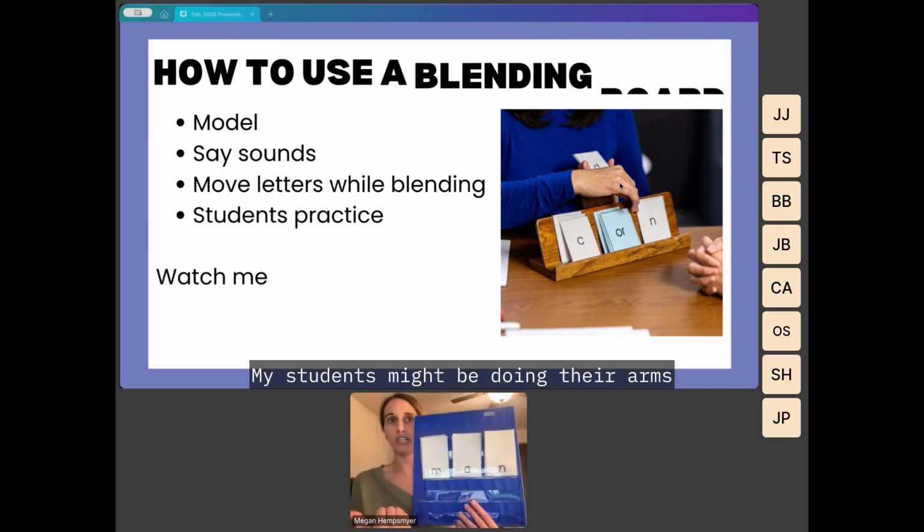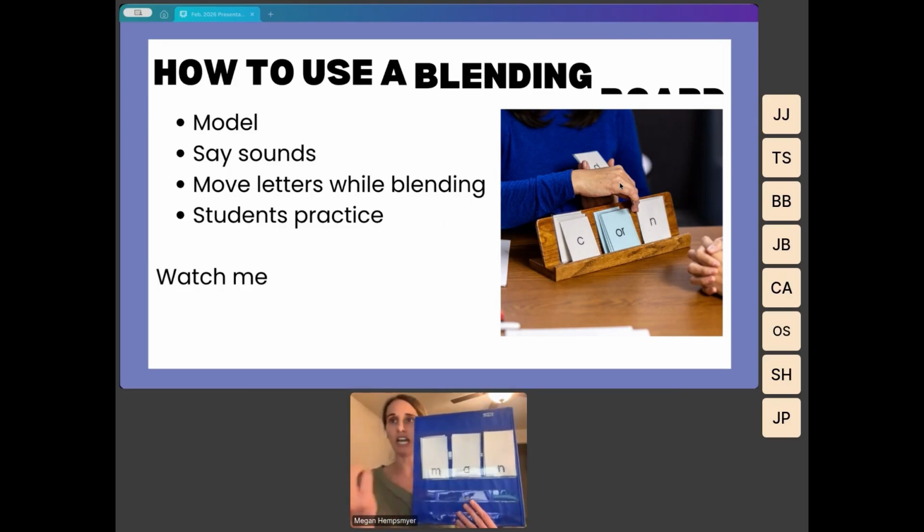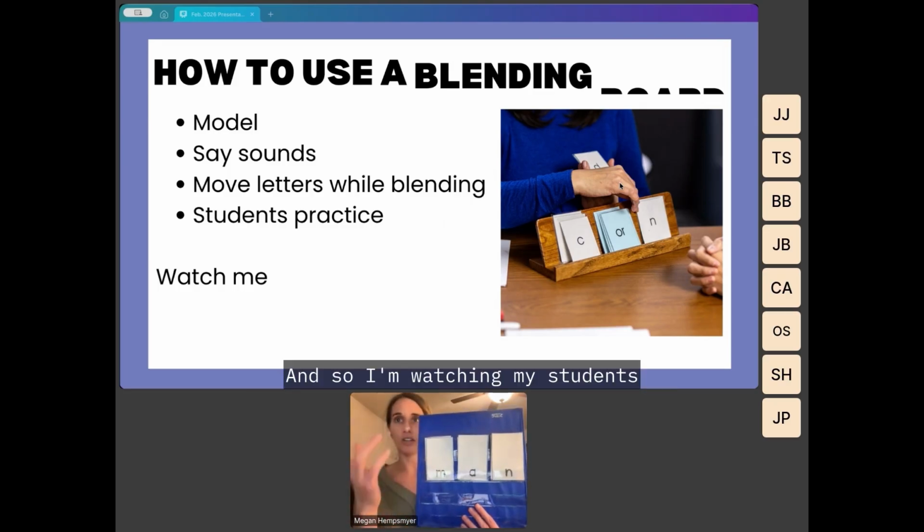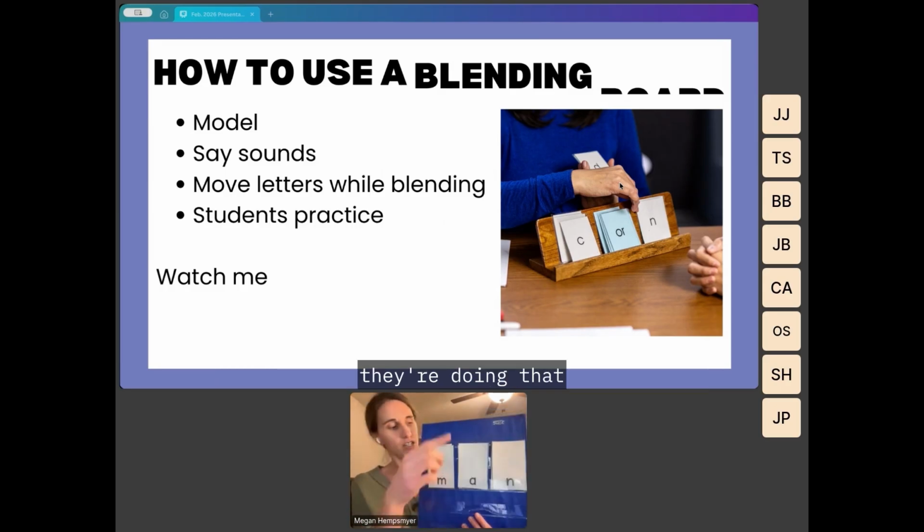My students might be doing their arms. Okay, so I did it. Now it's your turn. And so I'm watching my students. They may be using their arms, or if they have the cards in front of them, they're doing that.